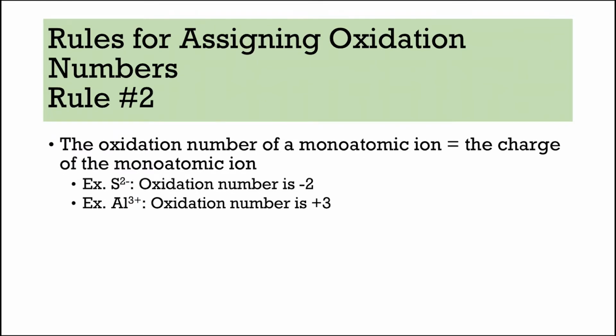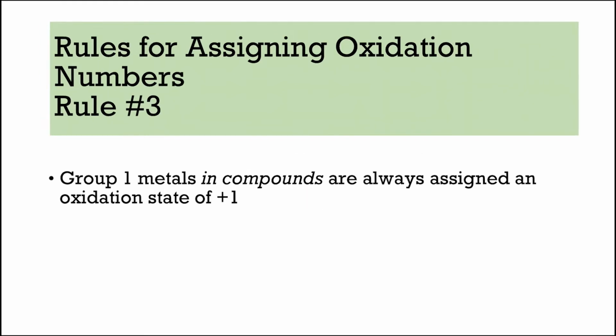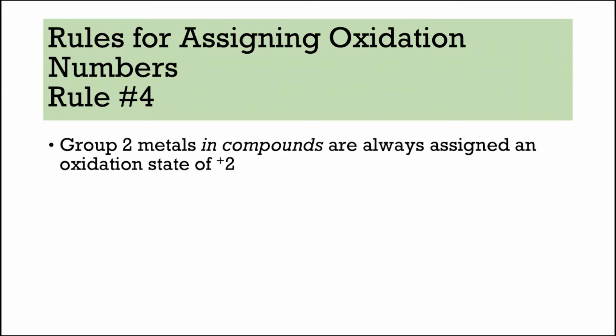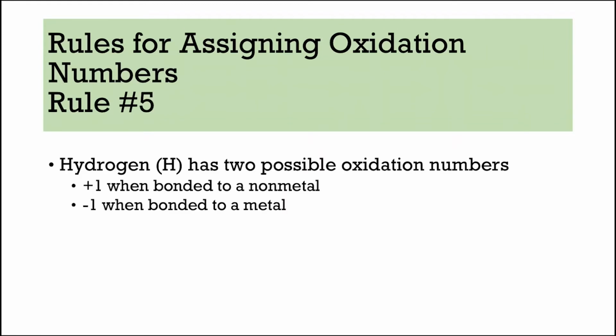If you have an ion, whatever that charge is, that's the oxidation state. So if you see S with a 2-, the oxidation number is 2-. If you see aluminum with a 3+, that means the oxidation number is 3+. Anything in group 1 has an oxidation state of +1. Again, these rules aren't something you really need to memorize that much because it is on the periodic table. Anything in group 2 has a +2 charge, again, straight from the periodic table.